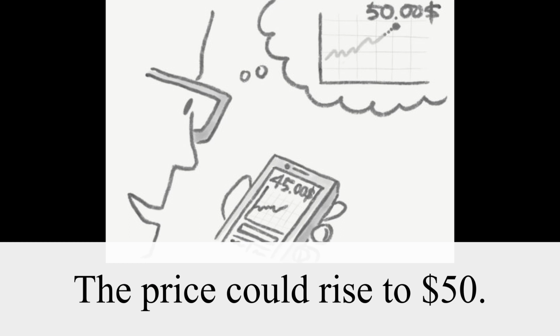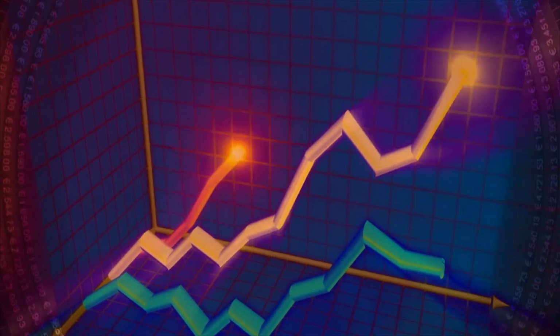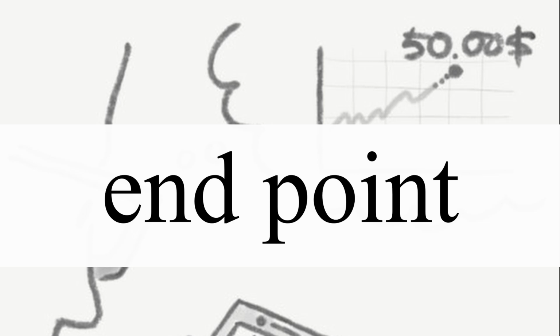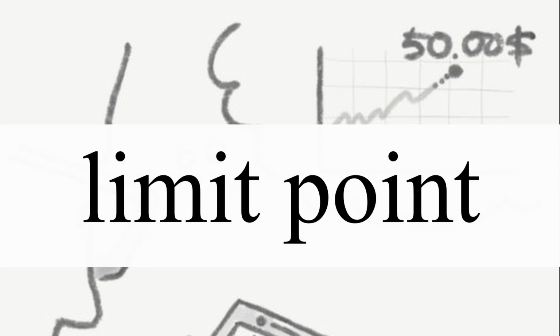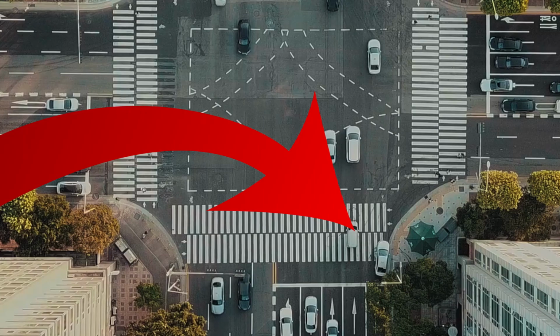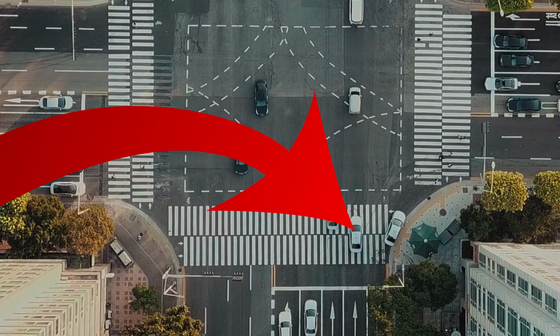Next, "the price could rise to $50." As demand rises, the price rises. Maybe it will go higher, but the person who says this thinks that $50 is the endpoint for how high the price might go. That's the limit point in this case. Notice the highest price, limit point. And our last example in this group.